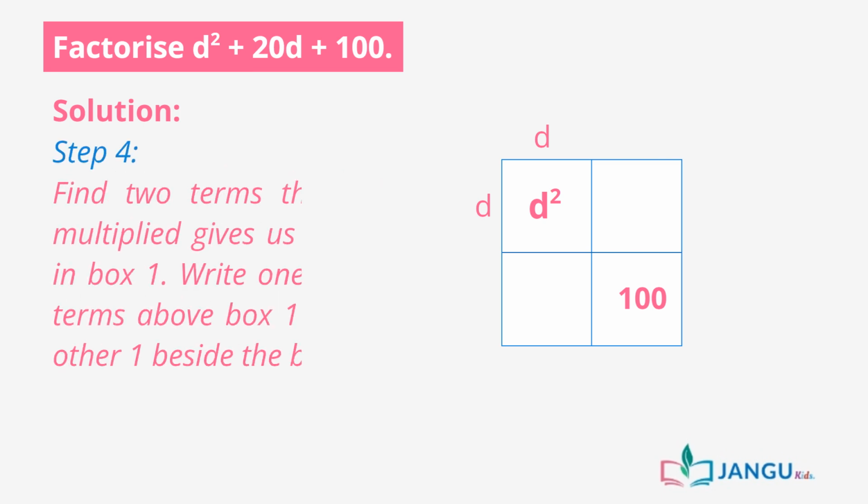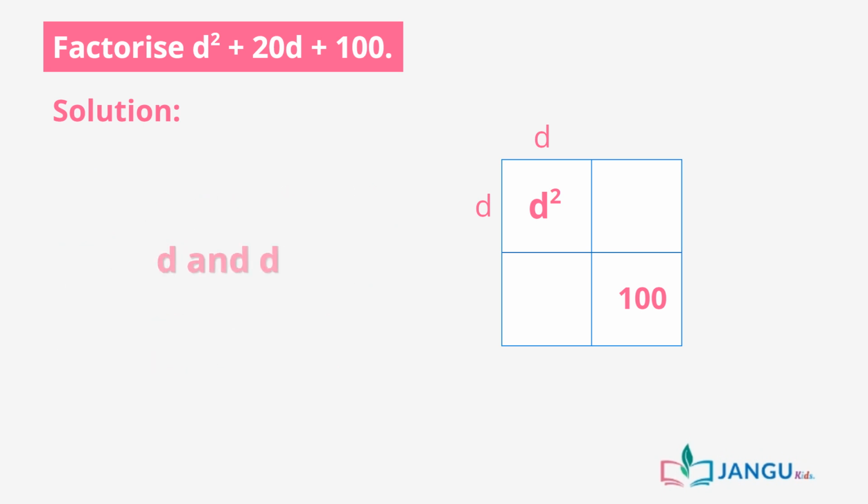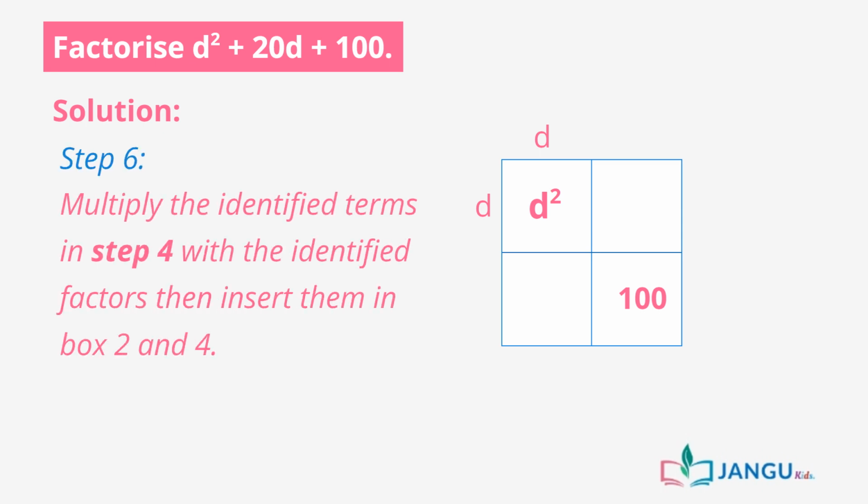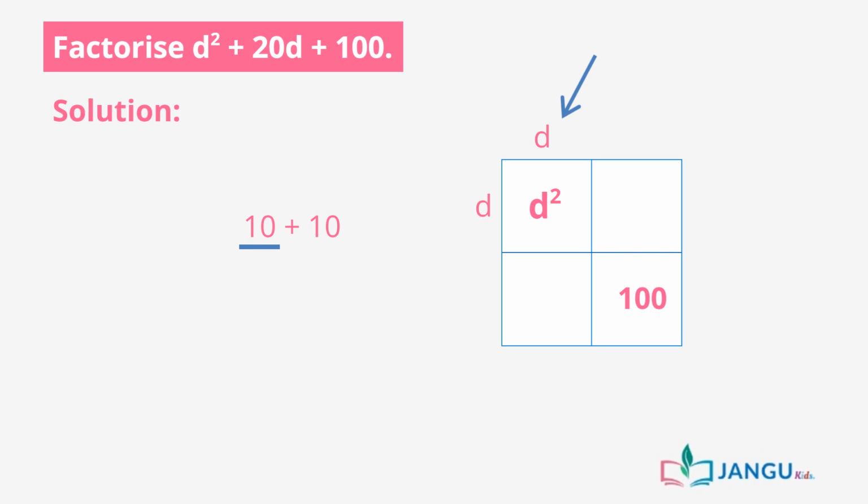Next, can you remember the factors that we identified in step 4? d and d. Now we multiply the term above box 1 with 10, which is d times 10 equals 10d, and then insert it in box 4. We multiply the term beside box 1, just by the left, with the second term, which is also 10. d times 10 equals 10d. Insert the value in box 2. Now slot in 10 and 10 in box 2 and 4 respectively.